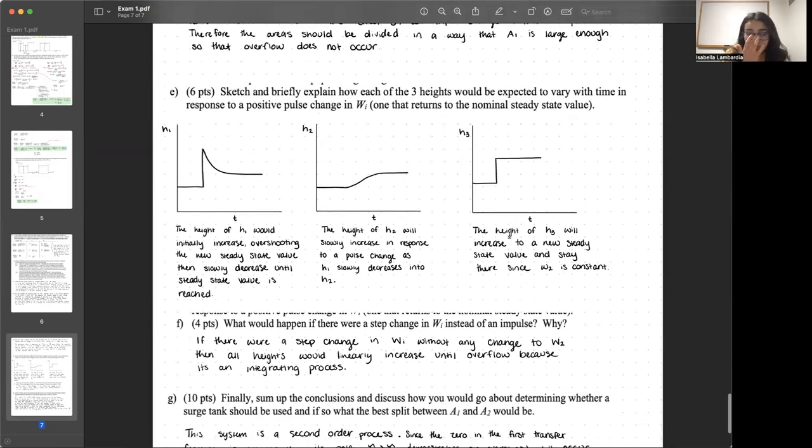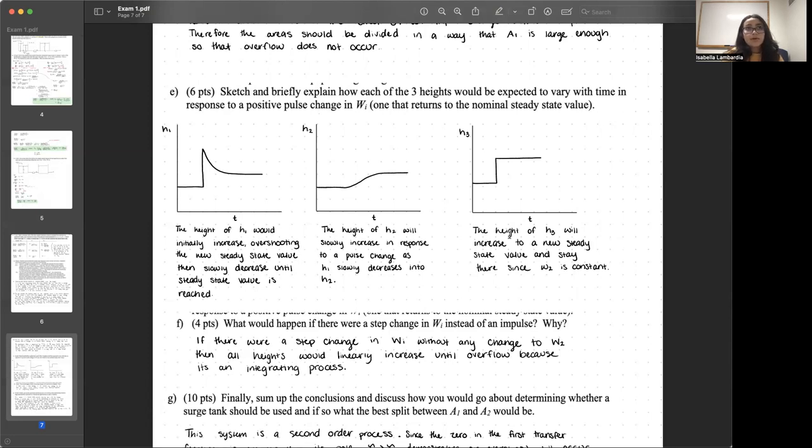So if we imagine that we're dumping a bucket of water into the inlet stream, we're going to see that H1 initially overshoots its new steady state value and then slowly decreases until the new steady state value is reached. And we know it overshoots because our zero is greater than our pole. So we find that our tau A is greater than our tau. So that's how we know it's going to overshoot.